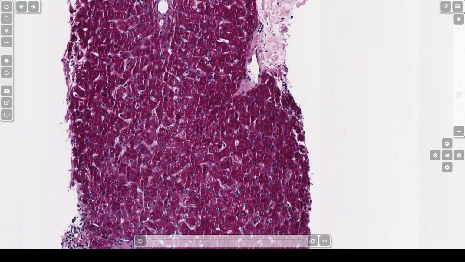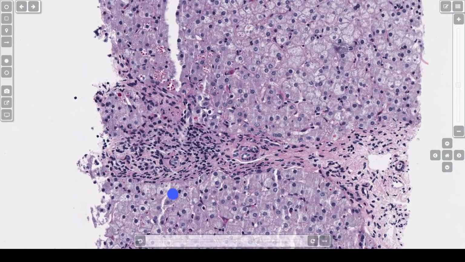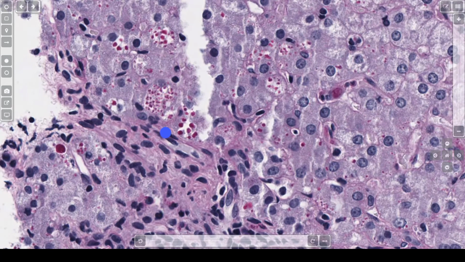Let's go on to the PASD. PASD stands for PAS diastase, in which diastase has digested away the glycogen. After diastase digestion, you should only be able to see abnormal structures. Let's take a closer look. This is a portal tract right here. These pink globules, which are small here and larger here, represent abnormally folded alpha-1 antitrypsin. This abnormally folded alpha-1 antitrypsin will trigger the unfolded protein response and may lead to apoptosis of the hepatocytes. That is the basis for liver disease in alpha-1 antitrypsin deficiency.